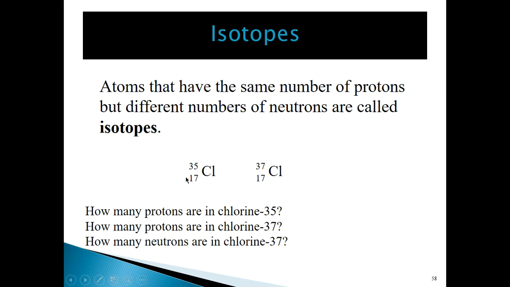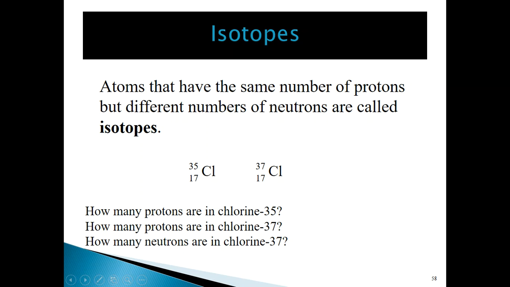So if you're given symbols of this type, you can tell the number of protons, the number of neutrons, and the number of electrons in an atom of either isotope. So we can simply answer these questions. How many protons are there in chlorine 35? And the answer is 17. How many protons are there in chlorine 37? That is also 17. And how many neutrons are there in chlorine 37? Well, that's simple. That's simply 37 minus 17, and that gives you 20 neutrons.